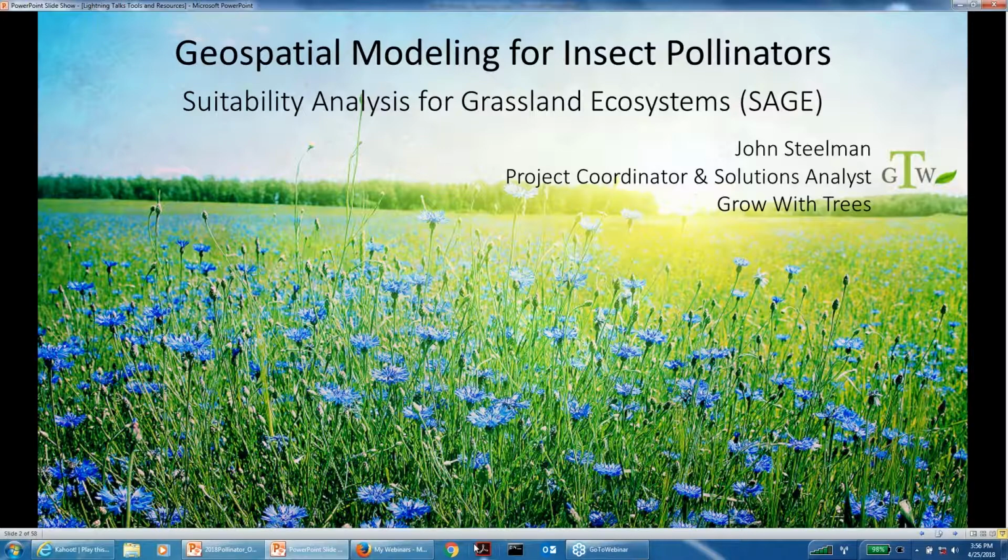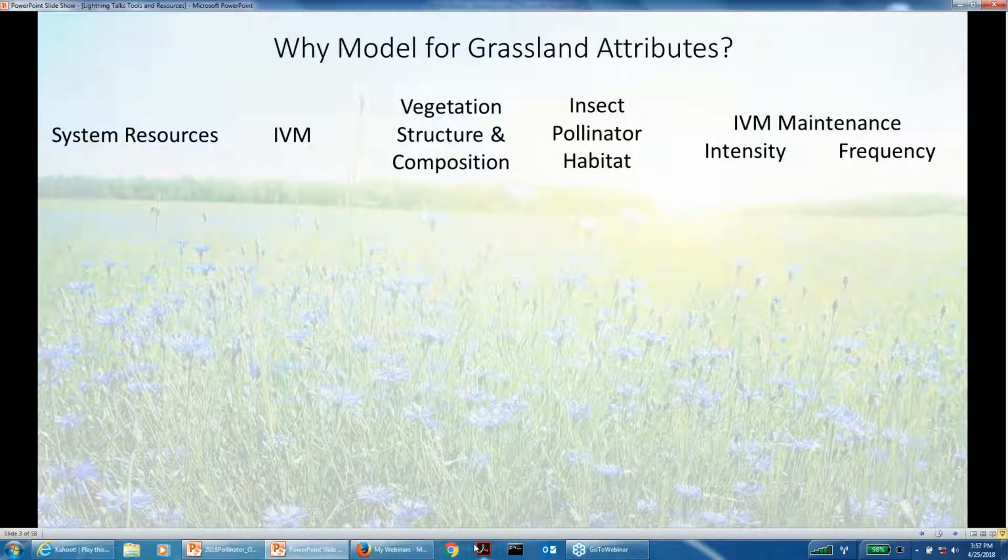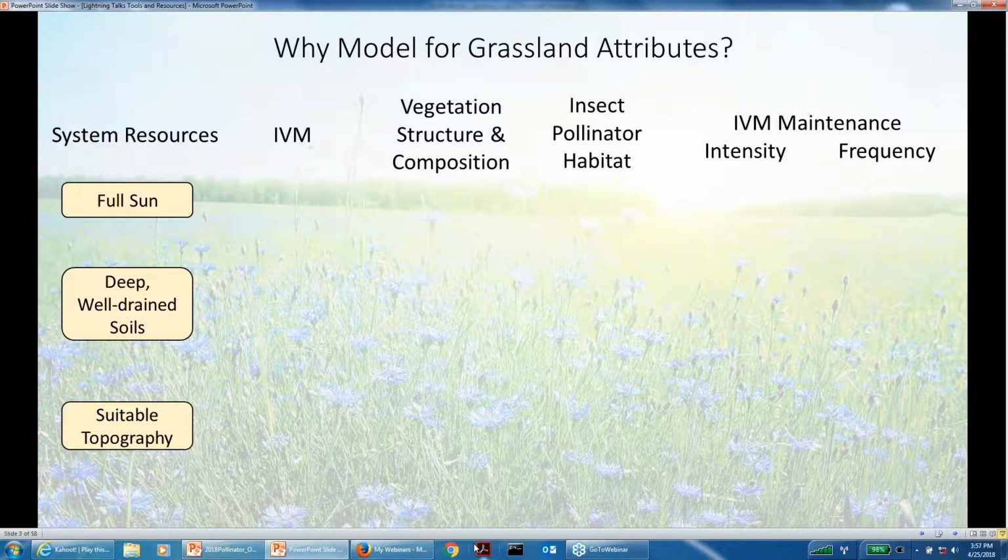So why grasslands? This is basically our decision context. We have system resources. These define competitive environments: full sun, deep, well-drained soils, non-hydric, and suitable topography. Basically, ideal conditions for plant growth.